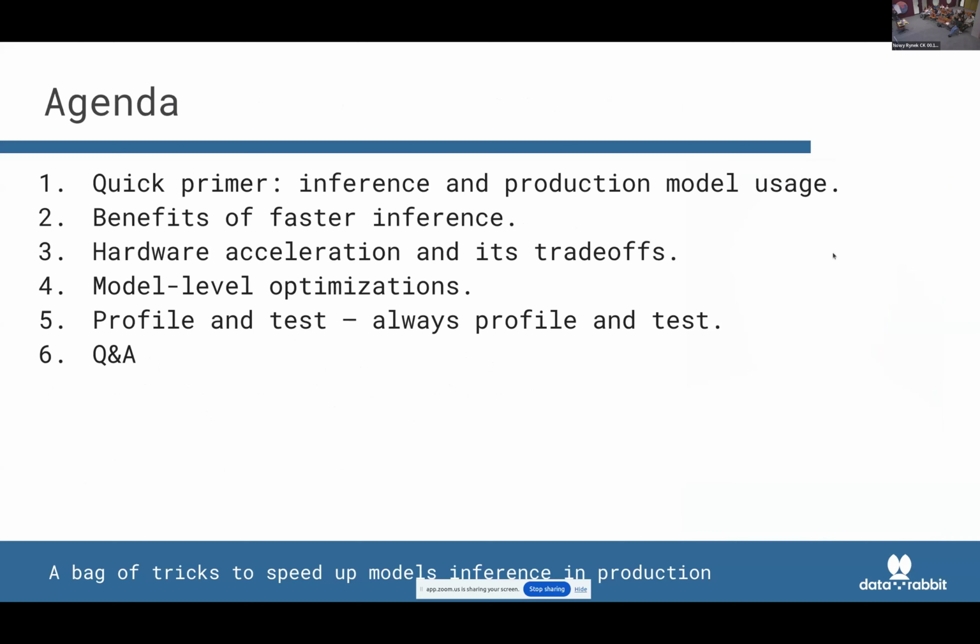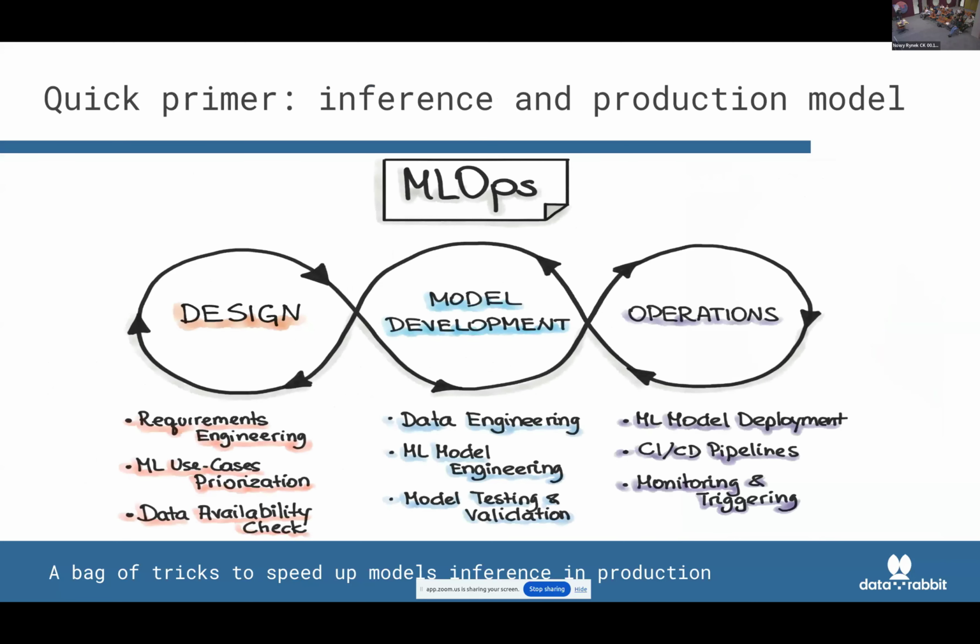In terms of the agenda, we'll do a quick primer first, right? What actually is inference? Why do we care about production model usage? What are the benefits of it? Then we'll go to hardware acceleration, how it can be done, what the trade-offs are. Then we'll move to model-level or software-level optimizations. Then a quick stop on why we need to profile and test all those solutions. And last but not least, Q&A.